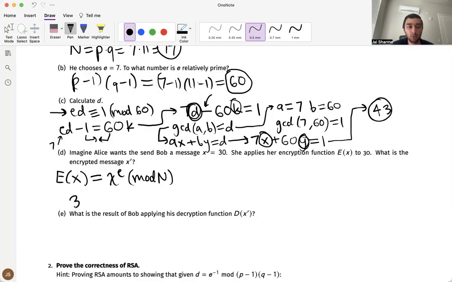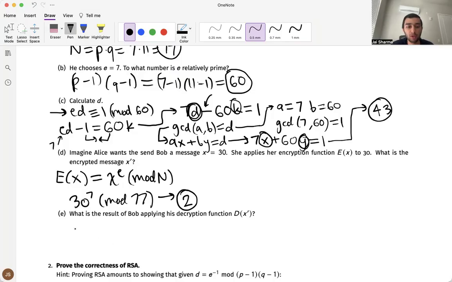So specifically, we're doing 30 to the power of 7. The x is 30, the message we're trying to send, E is our public key, and n is the mod, which is 77, as we calculated in the beginning. And after some calculation, this ends up being 2. Okay, so 2 is the thing that we are actually sending to Bob, right?